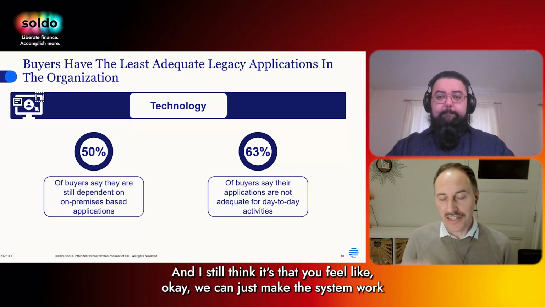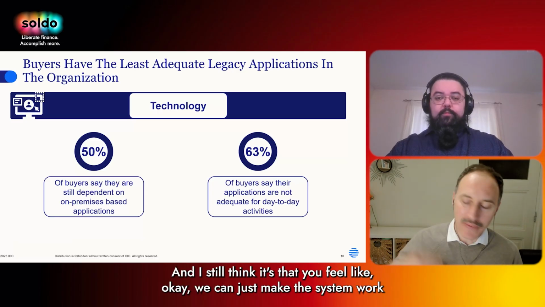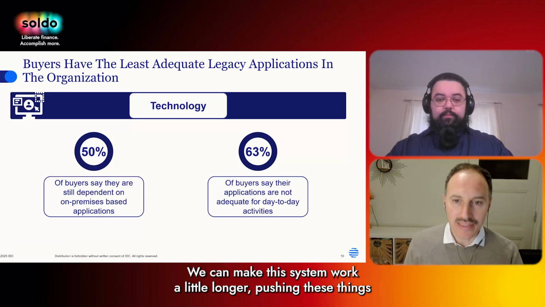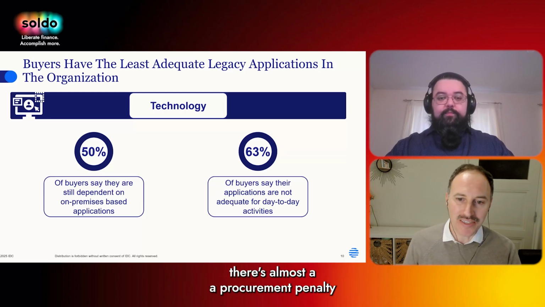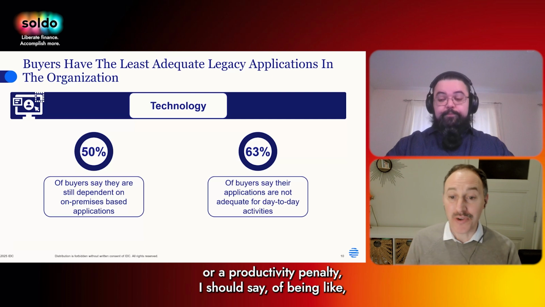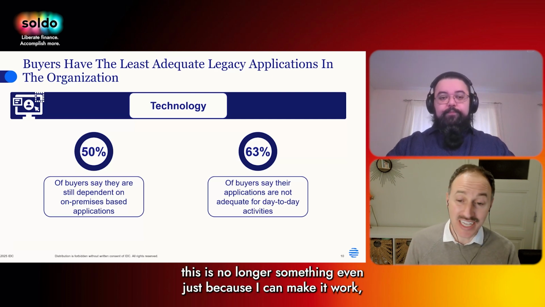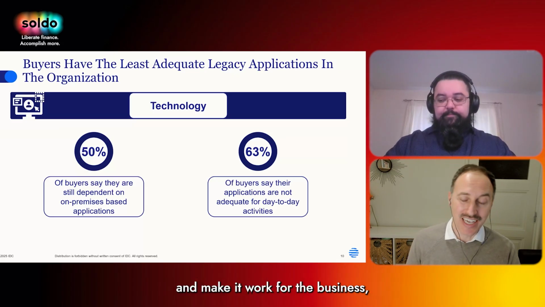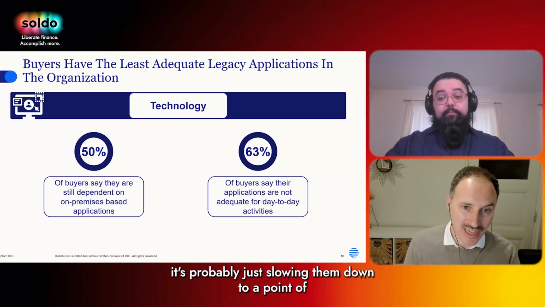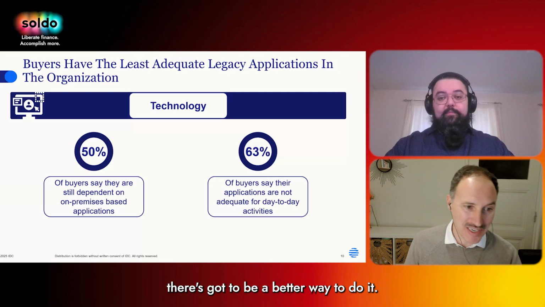Yeah, I see that. And I still think you feel like, okay, we could just make this system work a little longer. We can make this system work a little longer, pushing these things. And eventually you get to a point where you start looking back and say, there's almost a procurement penalty, or a productivity penalty, of being like, this is no longer something you should keep doing, even just because I can make it work, because procurement people are willing to jump through the hoops and make it work for the business. It's probably just slowing them down to a point of there's got to be a better way to do it.